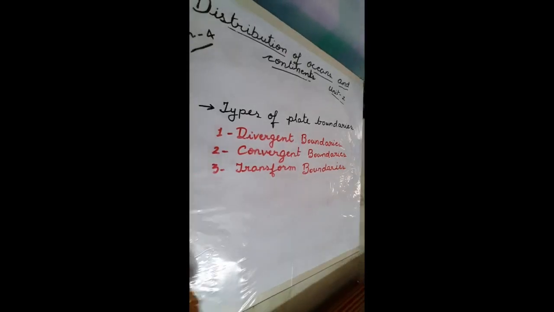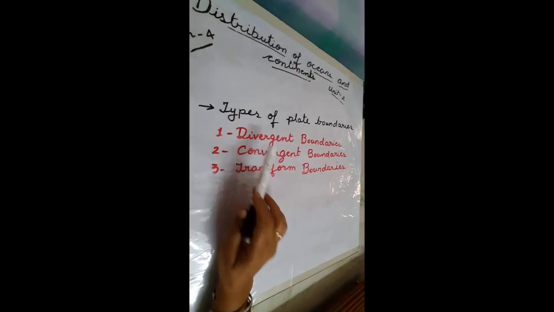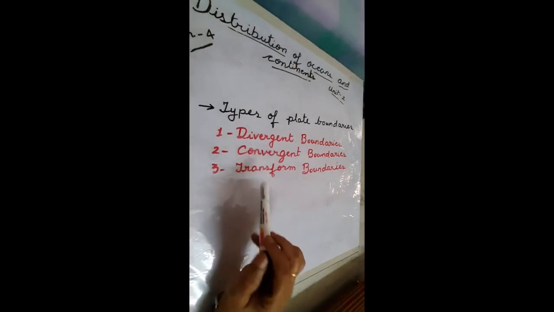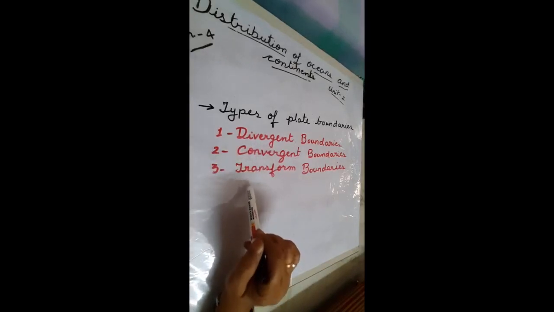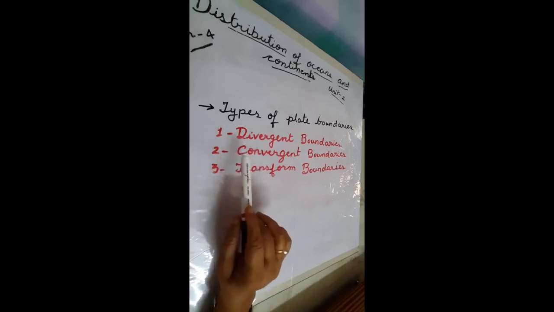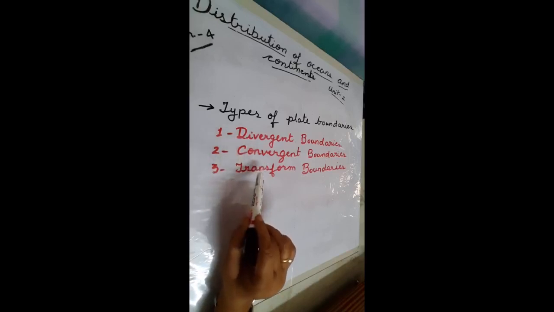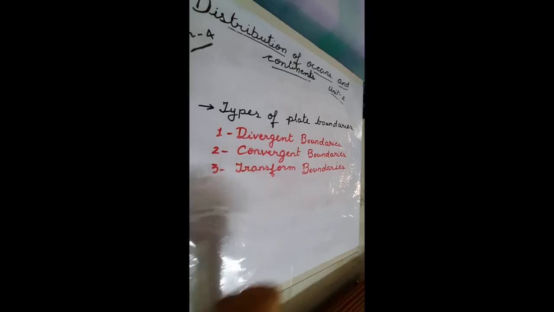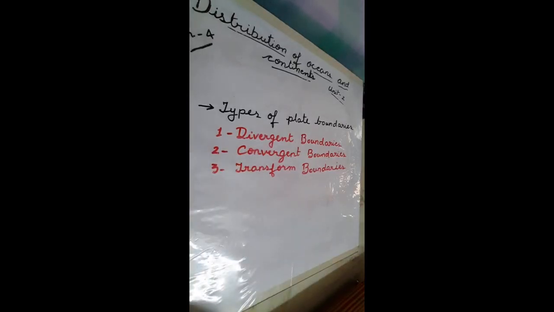Now we shall study the types of plate boundaries. Based on the relative motion of the plates, three kinds of plate boundaries have been recognized. The first is divergent boundaries, second is convergent boundaries, and third is transform boundaries. Let us take the first, divergent boundaries. These are the boundaries along which plates separate, and in this process of separation molten material upwells.